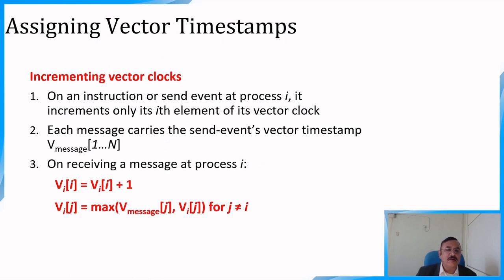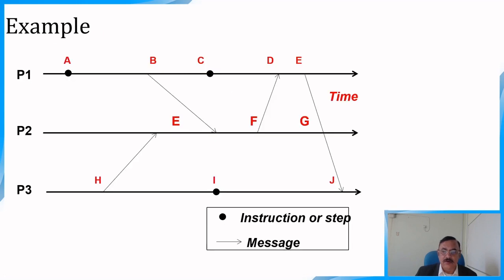Implementing the vector clocks: on an instruction or send event at a process i, it increments only its ith element of its vector clock. Each message carries the send event's vector timestamp, and on receiving the message at a process i, it increments its own element, and for the other vector elements it takes the maximum of the values from the message or from the local clock, for all j not equal to i.